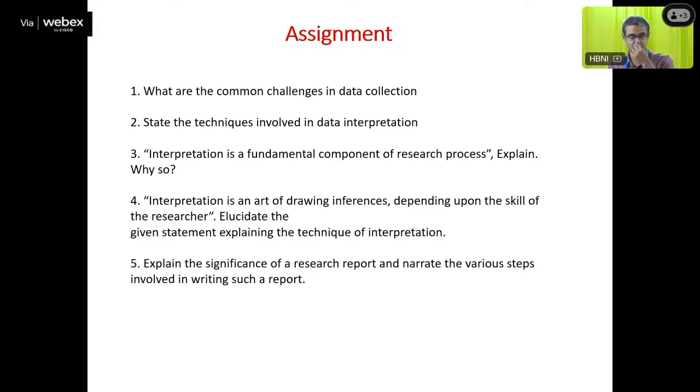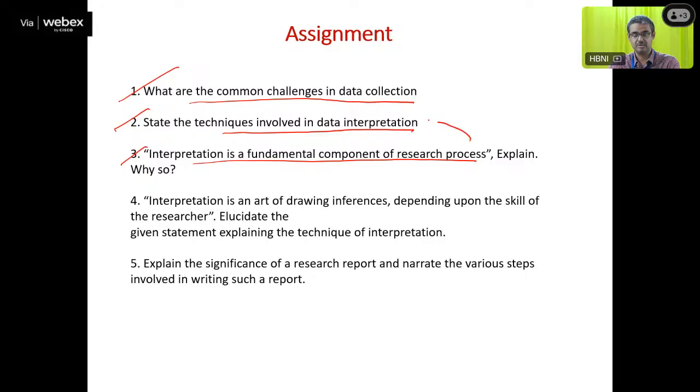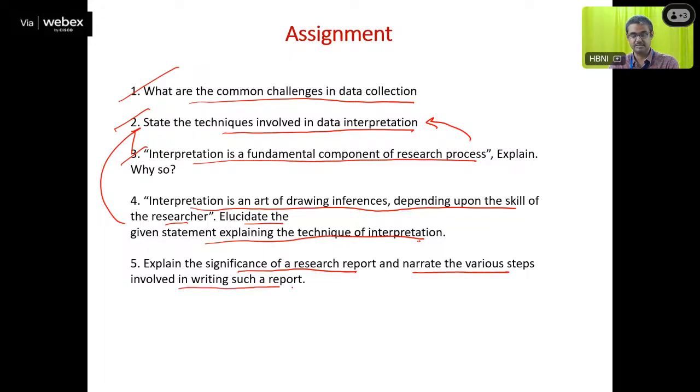So this is the assignment. So what are the questions? What are the common challenges in data collection? So we have mentioned. State the techniques involving data interpretation. That also we have mentioned. Interpretation is a fundamental component of research processes. Explained. So this is similar to this, or interpretation, art of drawing inferences depending upon the skill of the researcher. Elucidate the given technique of interpretation. So this is also related to technique. Explain the significance of research report and narrate the various steps involved in writing such a report.